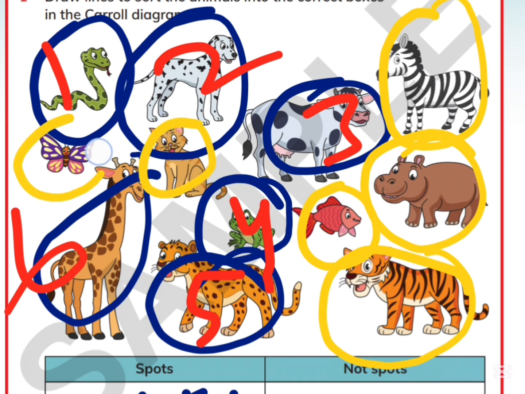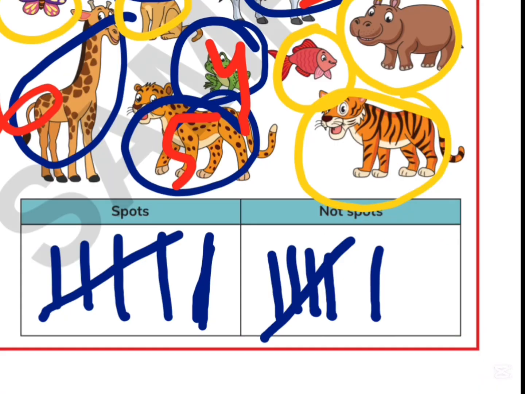5 and again 6. These don't have sports, so how will we write? We will write 1, 2, 3, 4, 5, 6. 6 have sports and 6 have no sports. Okay, in this way we have to write the answer of this one. This was page number 68. This is the first example of statistics, unit number 4.